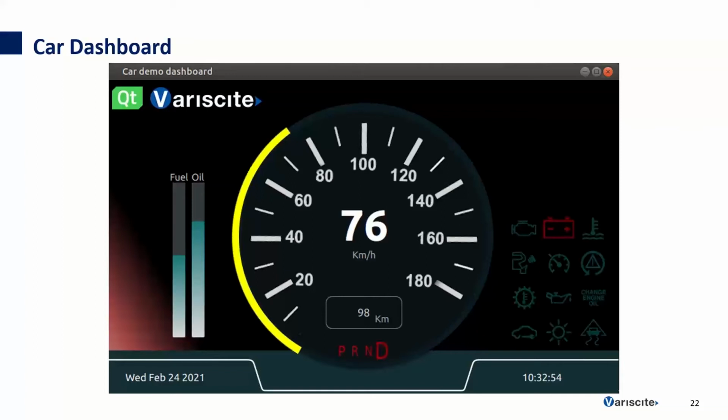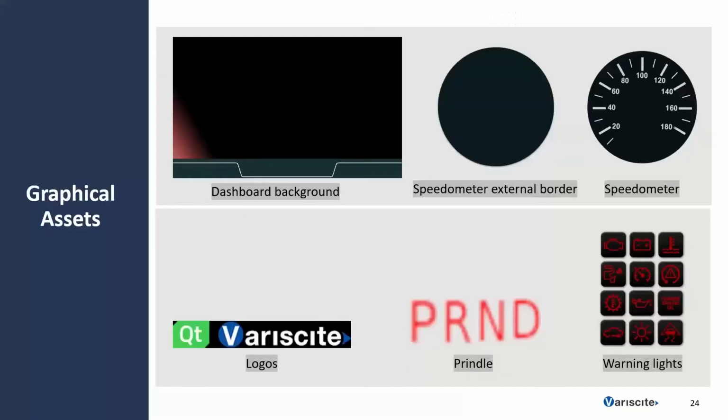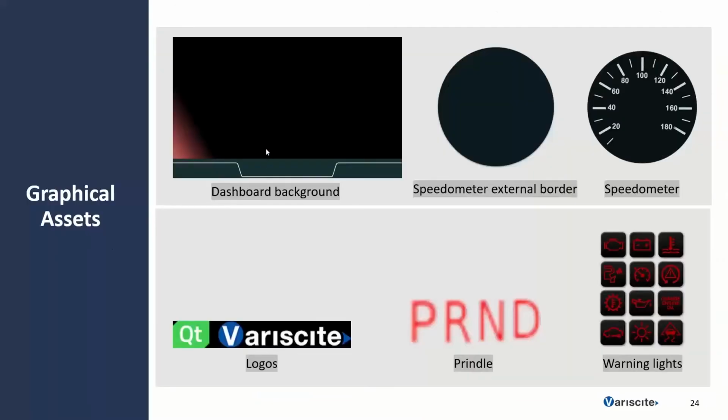Once this is done, we need to identify the graphical elements that compose our interface. So, going back to the initial image, we can identify a kind of background in the upper left side, the speedometer, a logo, the prindle, that is the gear view, basically, the warning lights, and in this specific case, we also had an external speedometer border that has been used to highlight the speed with an arc.